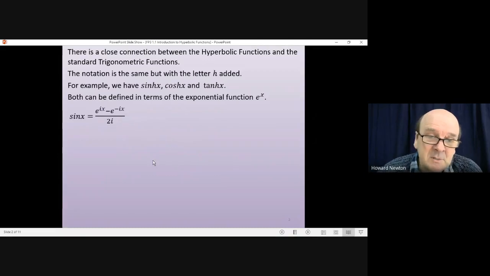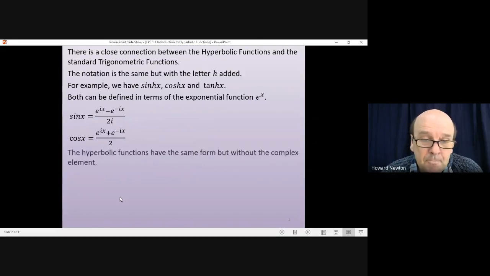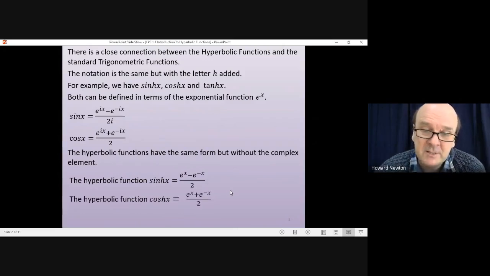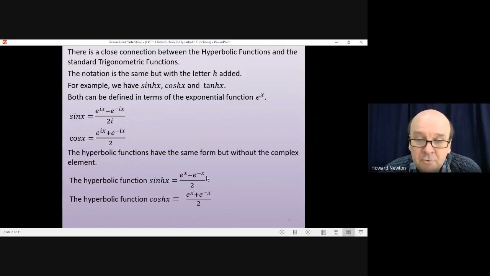So sin x is equal to e to the ix minus e to the minus ix divided by 2i, and cos x is equal to e to the ix plus e to the minus ix divided by 2. The hyperbolic functions have exactly the same form, but without the complex element. So the hyperbolic function sinh x is defined to be e to the x minus e to the minus x divided by 2, and the hyperbolic function cosh x is defined to be e to the x plus e to the minus x divided by 2, both of which are actually a great deal simpler than the definitions of sin and cos.